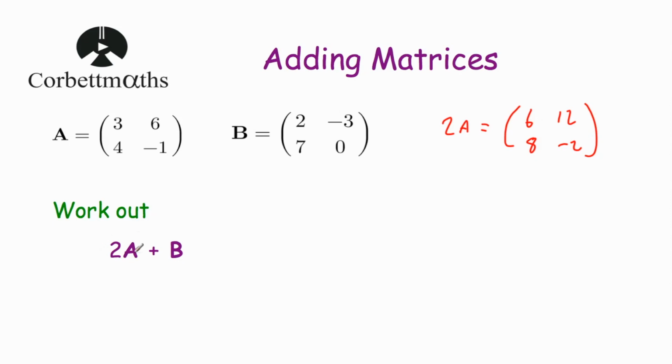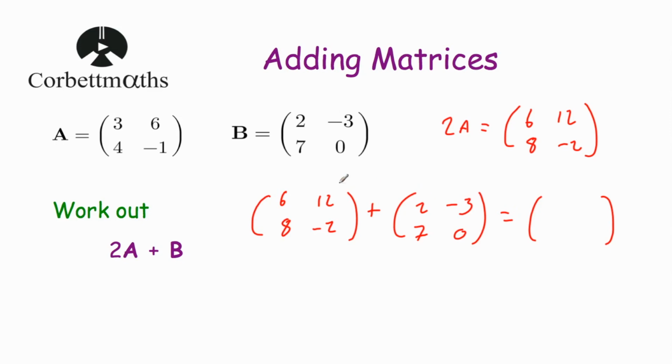Now we've been asked to work out 2A plus B. So let's write that down. Let's write down our 2A, which is 6, 12, 8, negative 2, and we're going to add B, which is 2, negative 3, 7, 0. And now we just need to add them together, and that will be our answer.